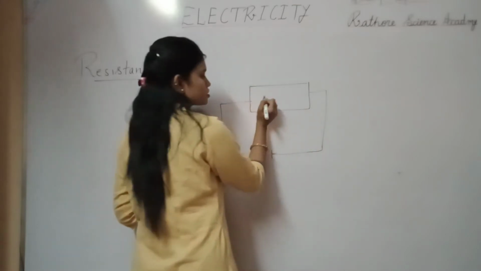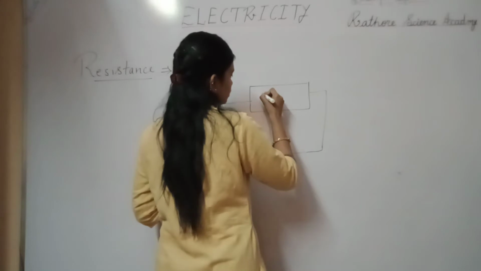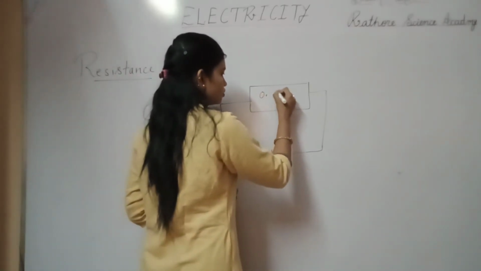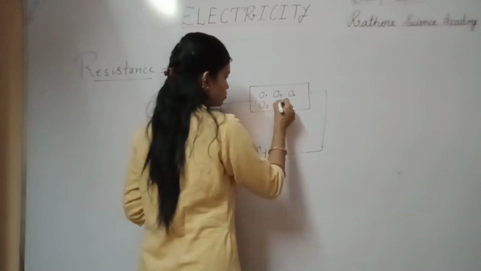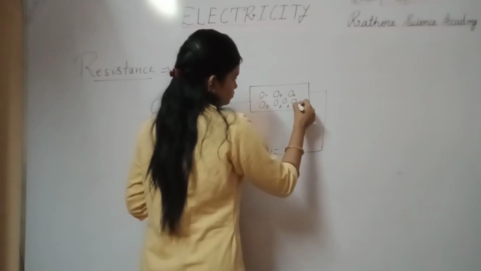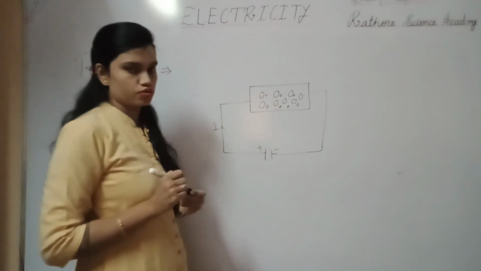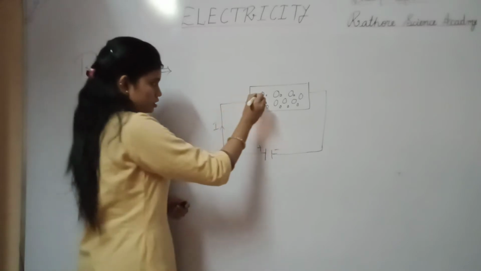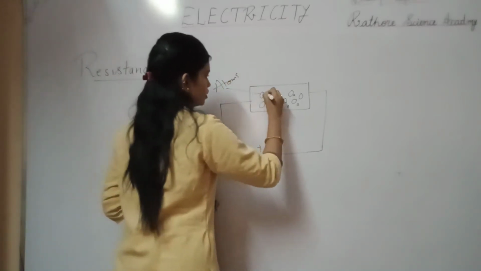Now see, this is a conductor, right? Inside a conductor, you can see the atoms and electrons. We have discussed that atoms and these free electrons are responsible for the current, right? So many atoms and free electrons are there inside a conductor. Now these are the atoms and these are free electrons.